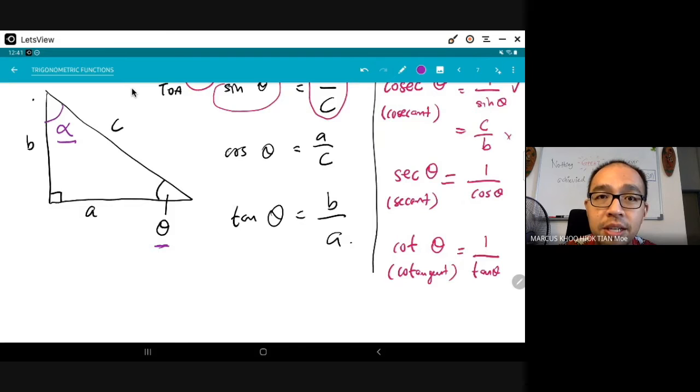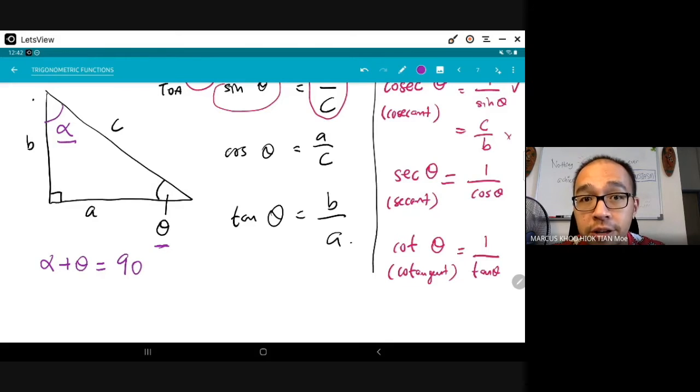Anybody want to give this a try? What is the relationship between alpha and theta? What is so interesting about this alpha and theta? Alpha is 90 minus theta. The most important thing is that alpha and theta, when you add them together, equal 90 degrees.